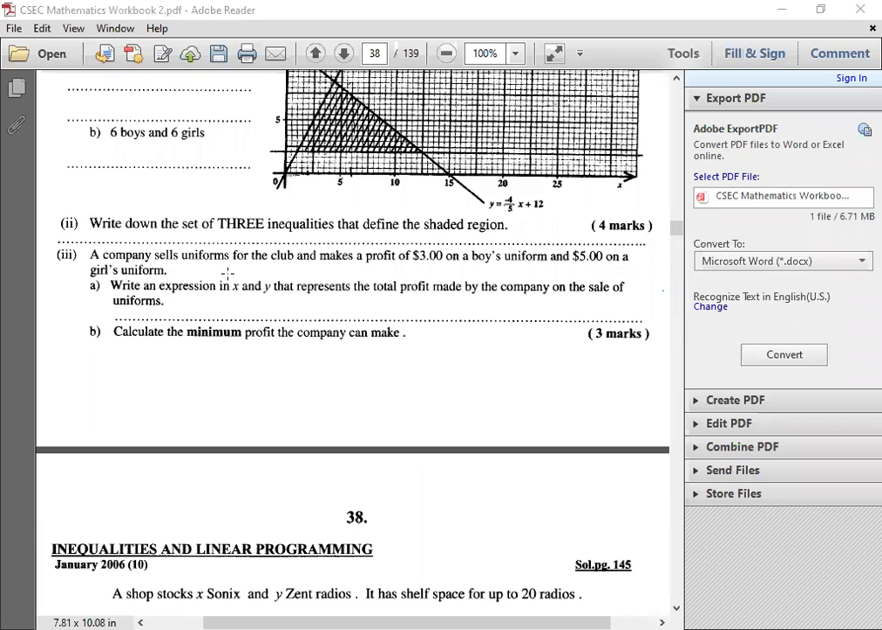The company sells uniforms for the club and makes a profit of $3 on a boy uniform and $5 on a girl uniform. They're asked to write, so P now, not using the dollar sign, P would be equal to 3x plus 5y. That's the 1 mark.